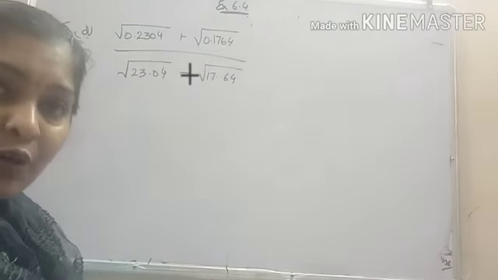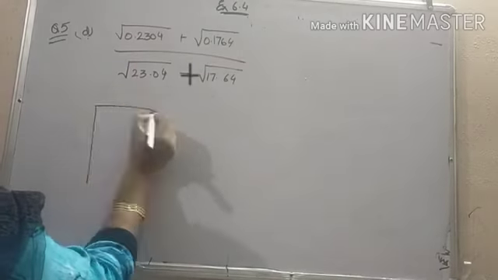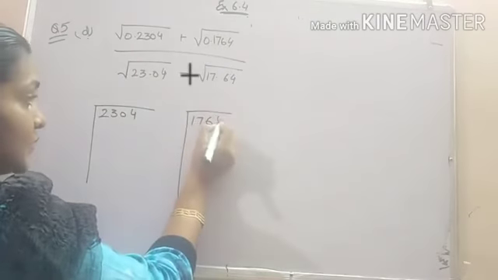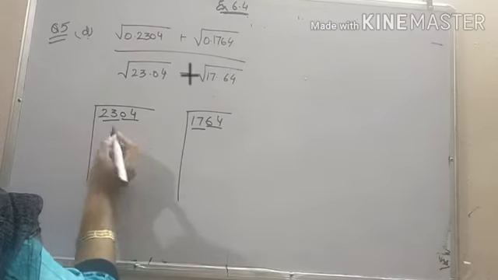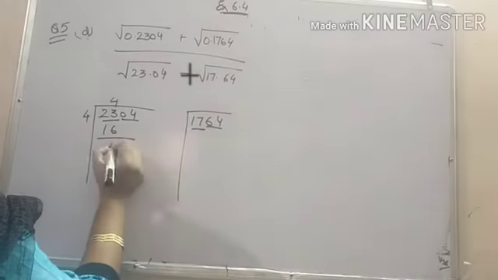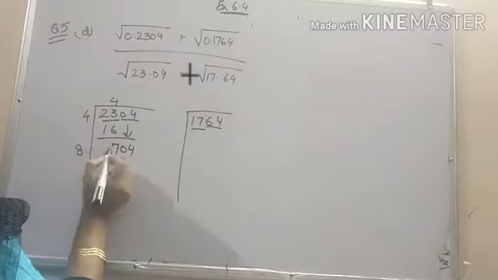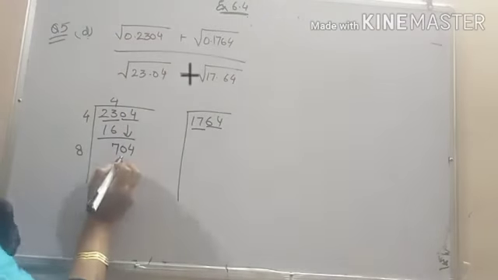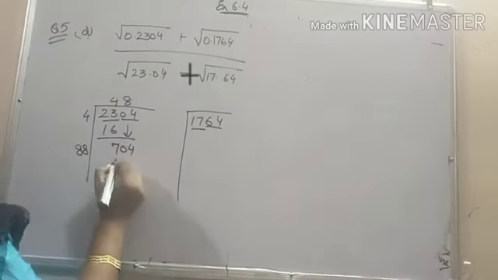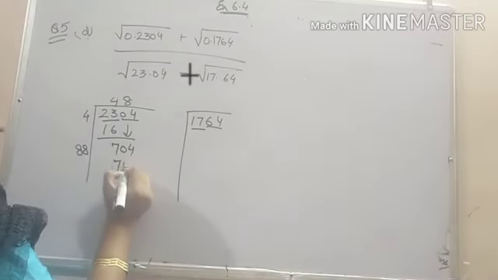Now let's see how we will do it. We will just find the root of 2304 and 1764. Now see, 23, 4 4s are 16, 7 will come. Bring the next pair down, 0 4. Double of 4, 8. Now in the table of 8, 70 will go on. 8 8s are 64. So it will be 704 only.